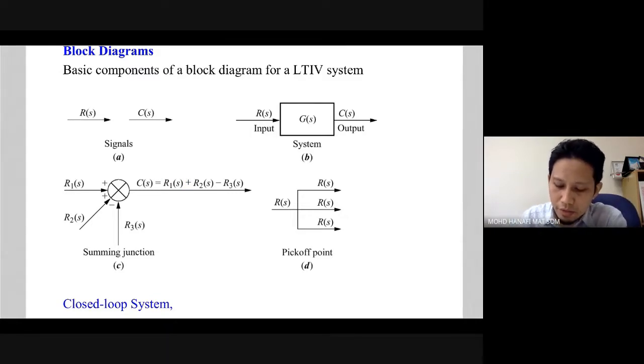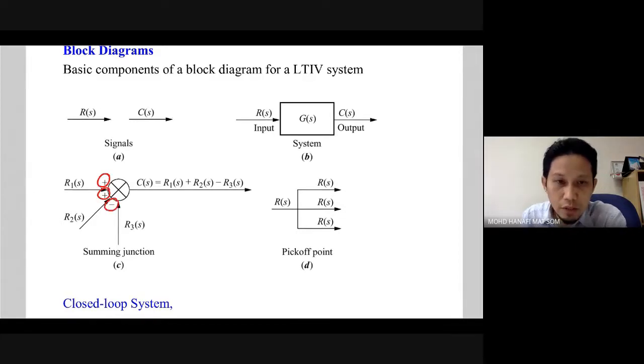In the summing junction, let's say we have input signals R1, R2, and R3 here. In this case, the output is the summation of all the inputs, so consider all the signs here. So R1 plus R2 minus R3. It depends on the sign that goes into the summing junction. We have positive, positive, negative here. So this is the summing junction.